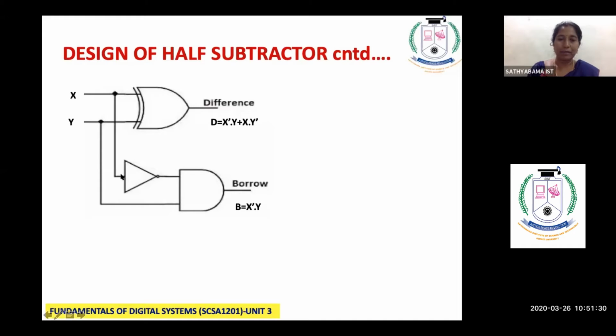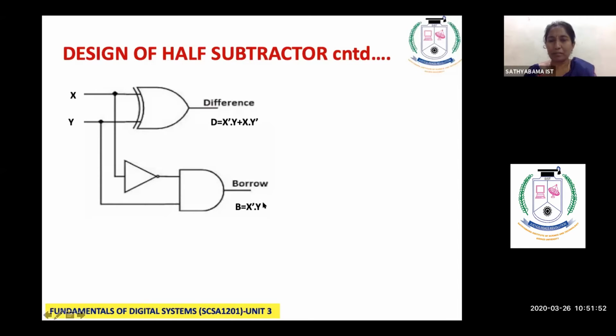So what is a buffer? Whatever is the input, that will be the output. So that's wrong. So therefore, what you have to do? You have to draw a NOT gate with a bubble over here. Otherwise, it's not at all a NOT gate. Fine. So X dash, then the AND operation. And here we are having Y. So I have given X dash and Y to get borrow. So here is difference, here is borrow.